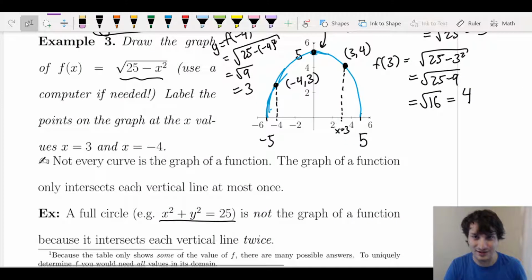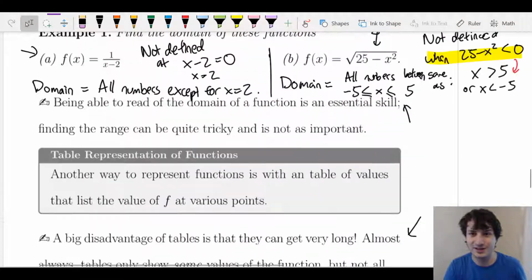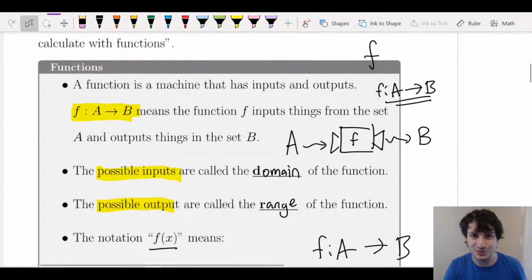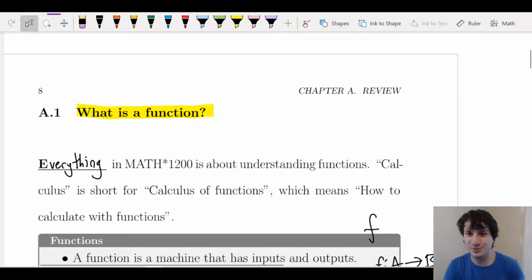Let me see, was there anything else? I think that was it. That's it for what is a function. In the next video, I'm going to do the bread and butter functions, which are the simplest possible functions that you need to be very familiar with.